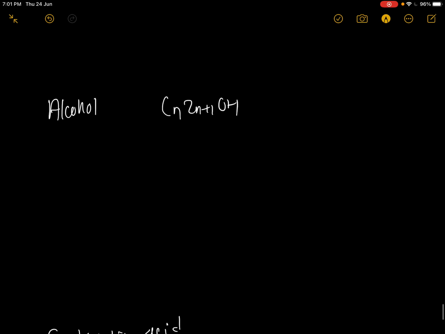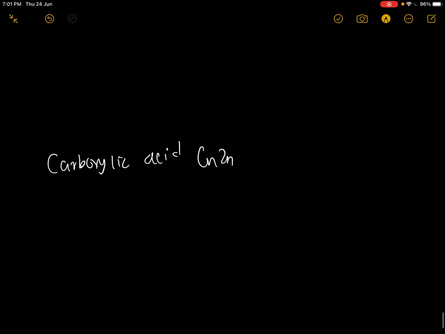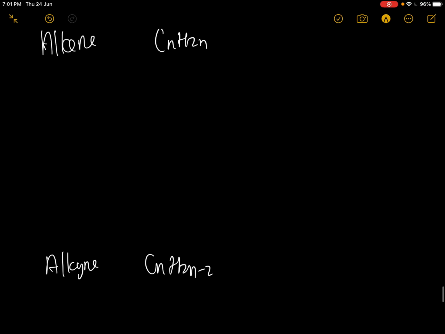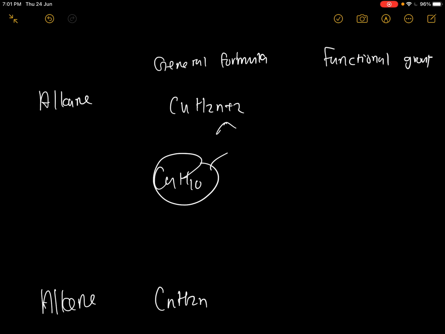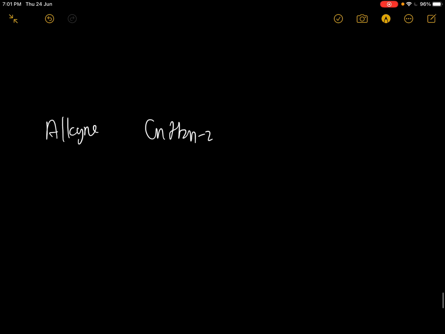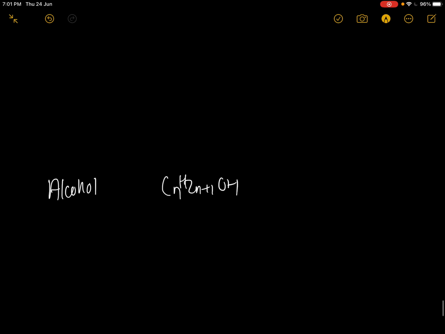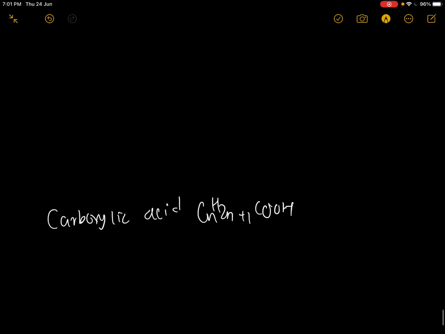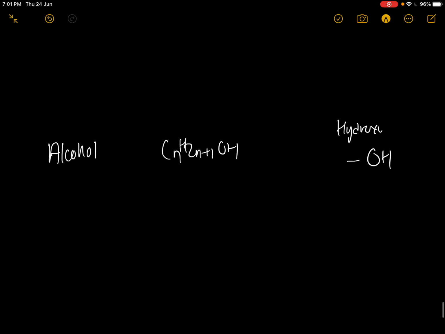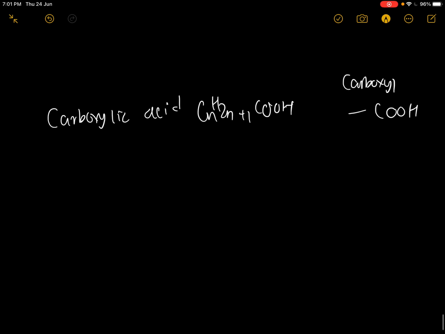Alcohol is CnH2n plus 1 OH. And carboxylic acid is CnH2n plus 1 COOH. So that's the general formula. But how about the functional group? The functional group of an alkane is carbon-carbon single bond. Alkene is carbon-carbon double bond. Alkyne is carbon-carbon triple bond. Alcohol is hydroxyl group. And carboxylic acid is carboxyl group.